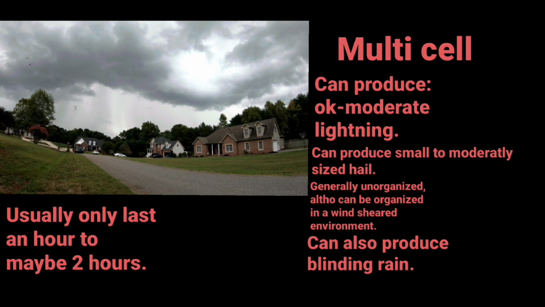These storms can produce moderate to okay lightning, and can produce small to moderately sized hail. They are generally unorganized, although they can be organized in a wind-sheared environment, usually only lasting an hour to maybe 2 hours, and can also produce blinding rain.